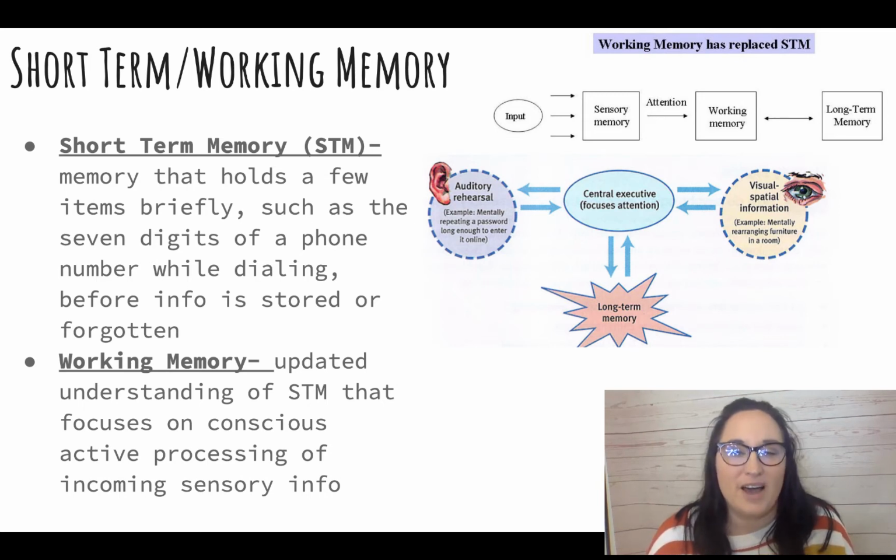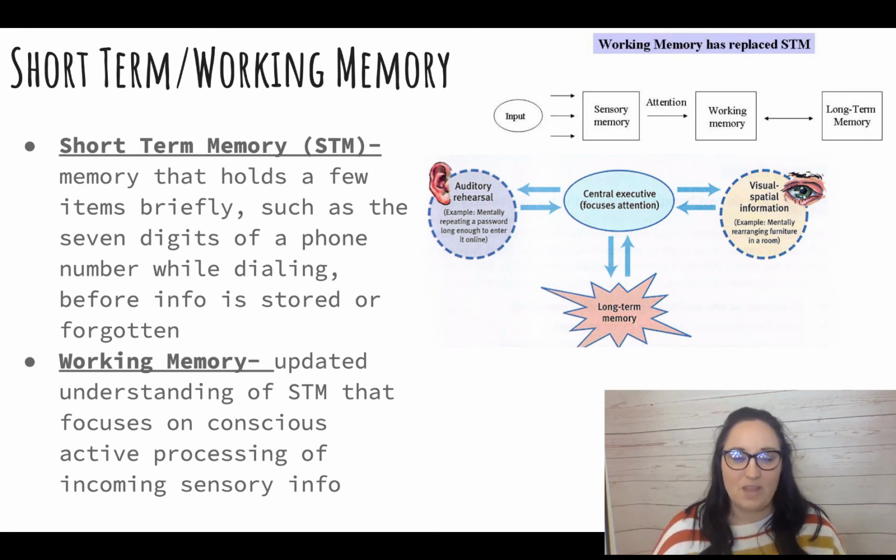Now, because that name is so confusing, there's an updated name that we prefer, and that's working memory. Both of these are vocab because sometimes they'll use short-term memory, sometimes they'll use working. It means the same thing, it's just that the term working memory makes more sense. It is what we are working on right now.